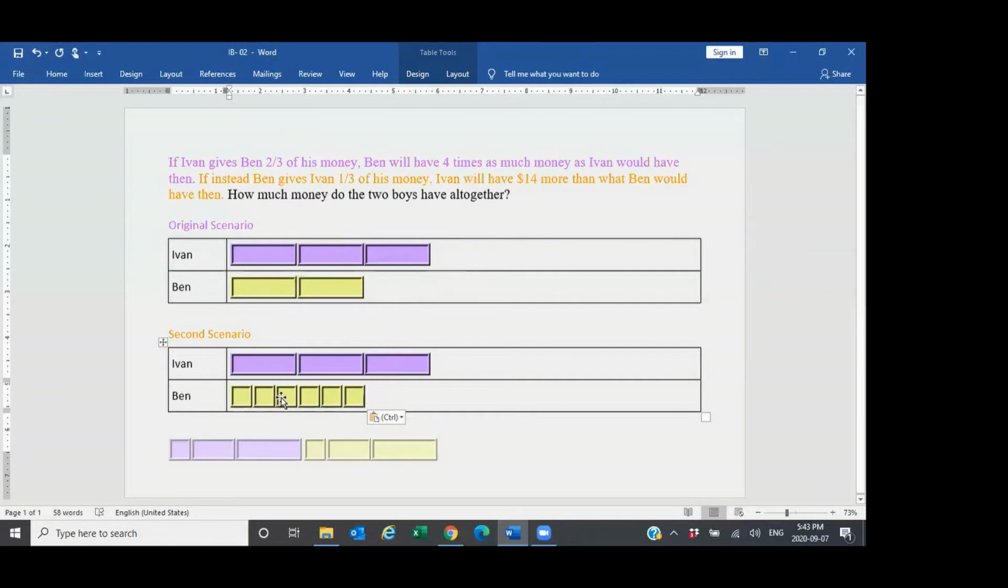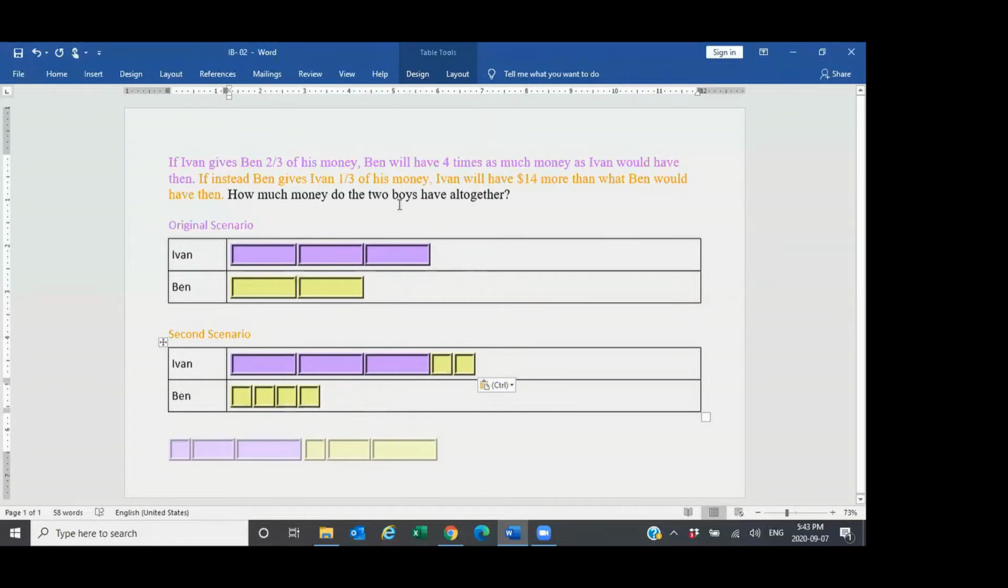We have to divide those pieces into 3 groups because that's what it means by thirds. We have 1, 2, 3, 4, 5, 6 pieces here. So if we divide 6 by 3, it equals 2. So 2 squares represent 1/3, or 1/3 represents 2 squares. So we'll take these 2 squares and give them to Ivan, just like the question says. So we gave them away to Ivan.